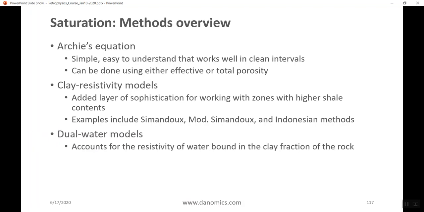And then finally, there are some models like the dual water models that try to take into account the resistivity of bound water and the clay fraction of the rock. These are more sophisticated models, but at the same time, they have some parameters, such as the resistivity of the bound water, which can be quite hard to get a calibration on.